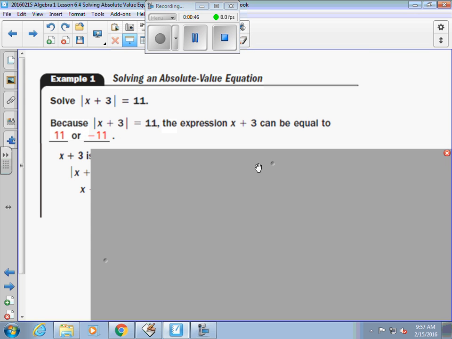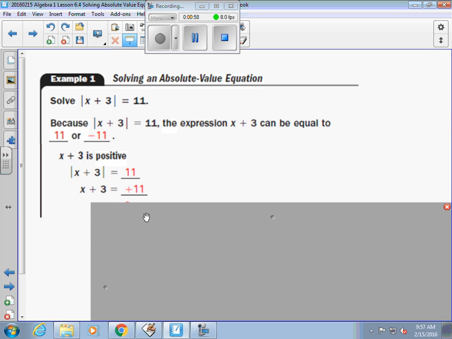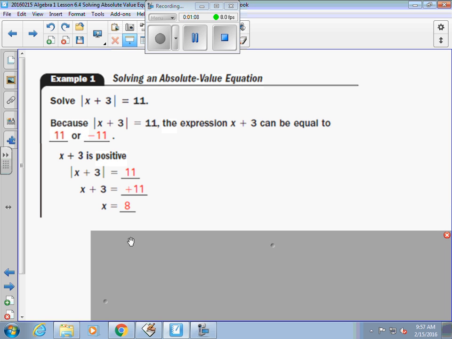So for the first one, solve it without the absolute value symbols, and make it equal to the positive number. x plus 3 is positive, so x plus 3 is equal to positive 11. You just solve it like a one-step simple equation. Undo plus 3. When you do it to one side, you do it to the other side, and you get x is 8.